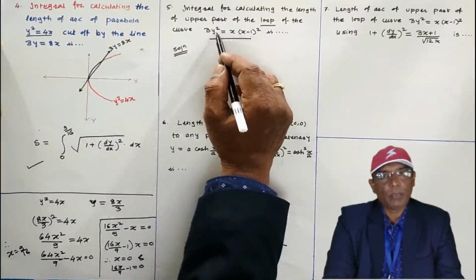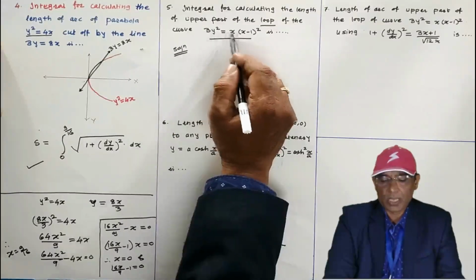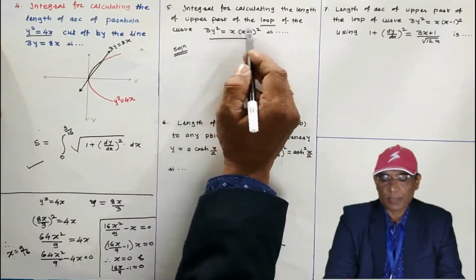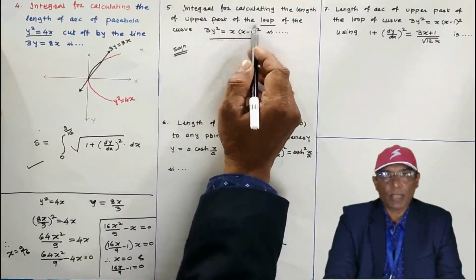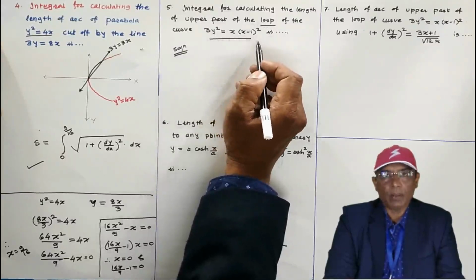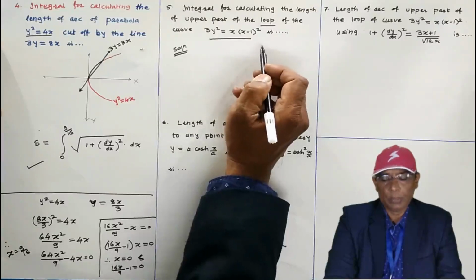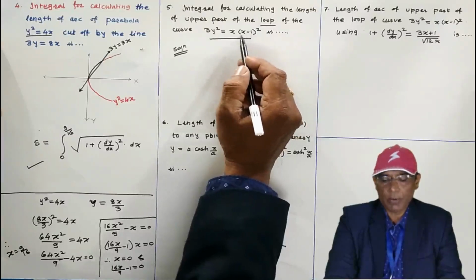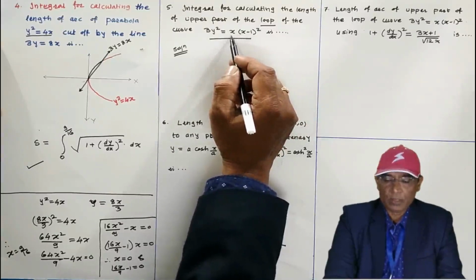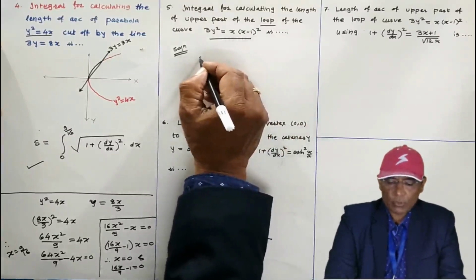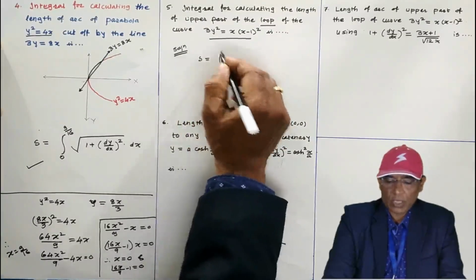Therefore, it is symmetric about the y-axis. Since the curve is symmetric about the y-axis, this loop will be symmetric about the y-axis. The upper part of the loop will be symmetric to the lower part of the loop, which means the loop will be symmetric about the x-axis.